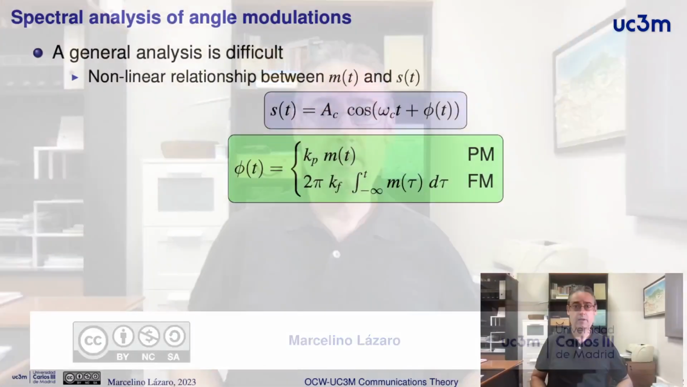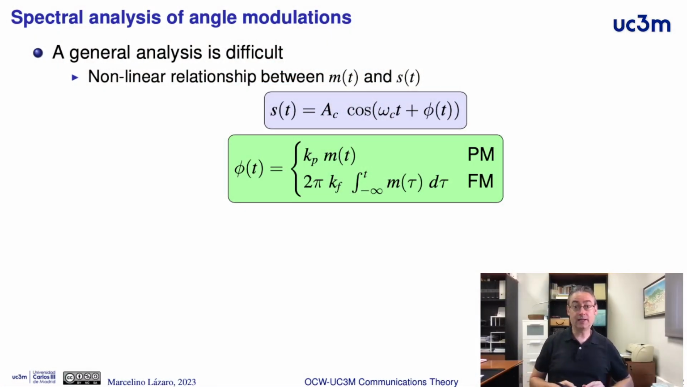In this video, we will start the spectral analysis of angle modulations. The first comment is that this analysis is in general difficult, and it is difficult because of the nonlinear relationship between the information that we want to transmit, the modulating signal m(t), and the signal that is transmitted, the modulated signal s(t).